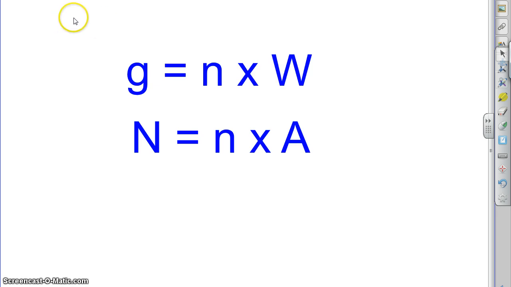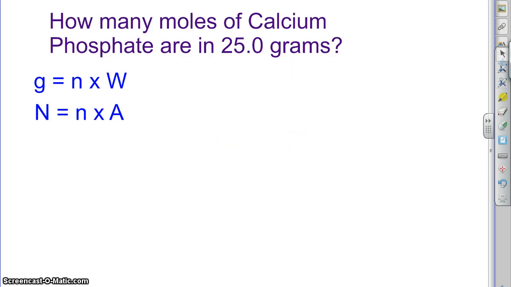So everything in this section will boil down to using one of these two formulas or both. There was a different video introducing these, so you can watch that if you don't know what they are. Mass equals moles times molar mass, and big N, or number of individual items, is equal to moles times Avogadro's number, 6.02 times 10 to the 23rd.